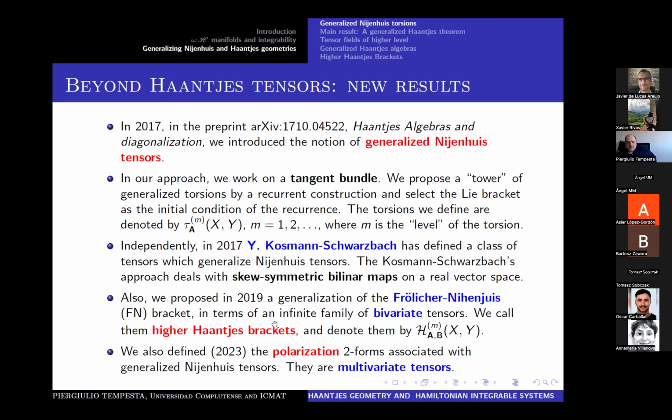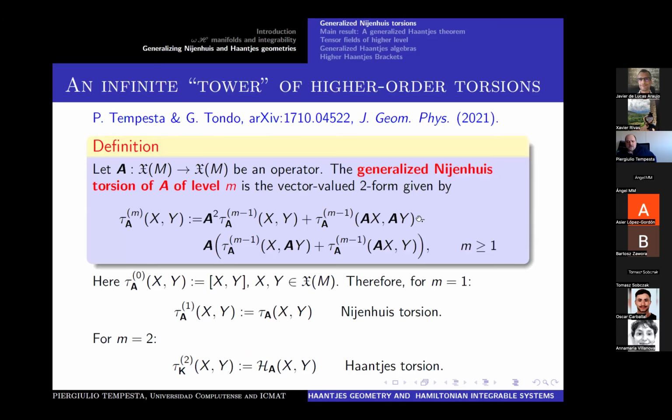Going to the point, what is a generalized Nijenhuis torsion of level m? It is this one. Precisely, it's a vector-valued 2-form where the level m depends on the level m minus 1. In particular, when m is equal to 1, the zero level is by definition the Lie bracket.